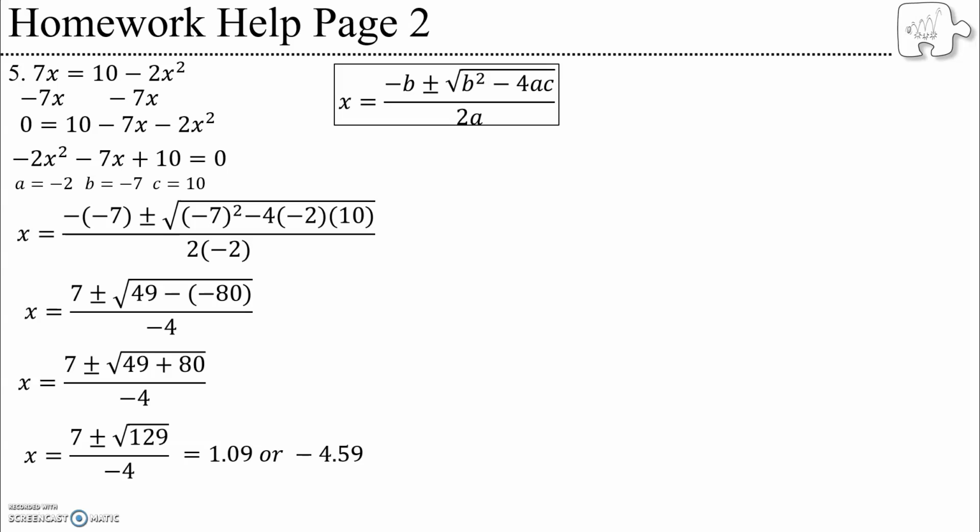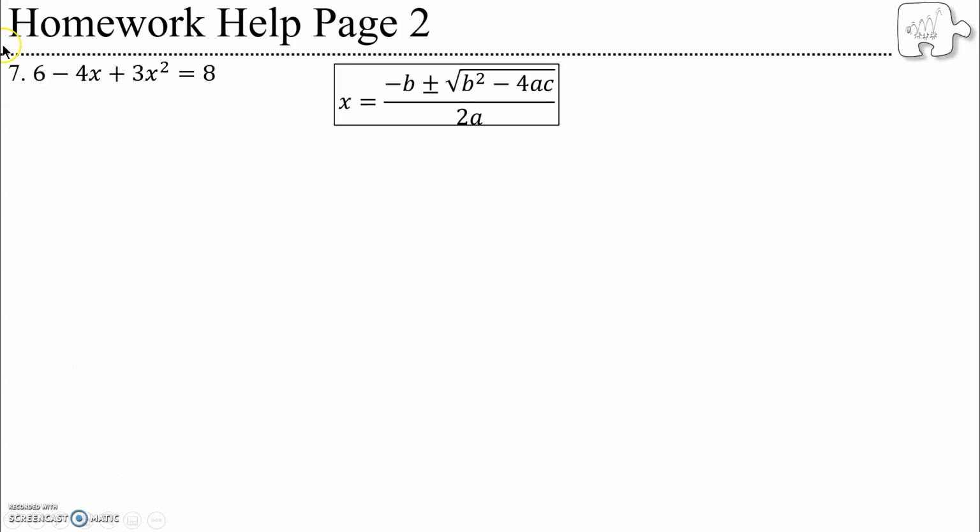So the next problem. Remember, we're skipping 6, so leave some space so that you can do that problem afterwards. And we're going on to 7. So this doesn't look like it's in the right order. It's not x squared, x, number, and it doesn't equal 0. So before we mess with the order, let's make this side equal 0 by subtracting 8 from both sides.